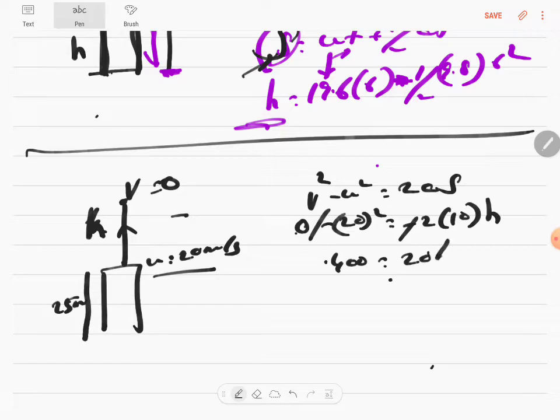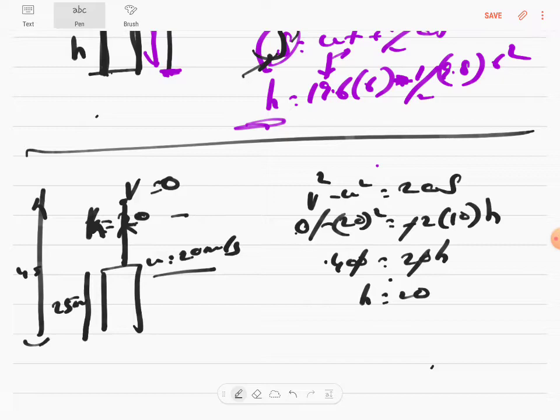400 is equal to 20h. So h is equal to 20. So you found h to be 20. So total height from the ground therefore will be 45 now. Correct? So how high will it rise from the ground? So therefore you have to add it and write it as 45.